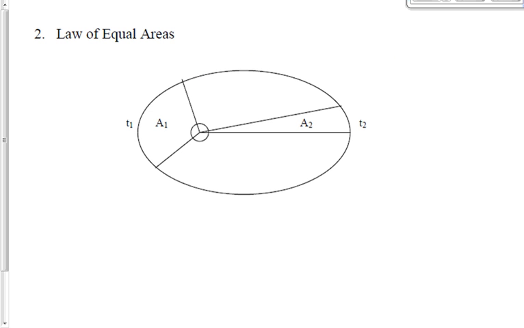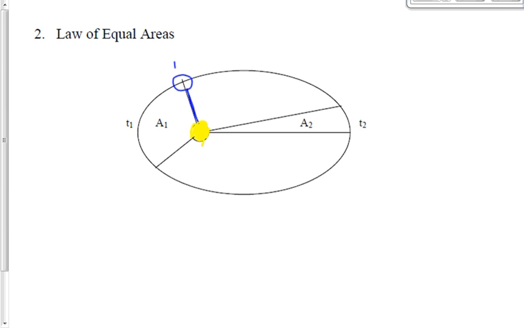Second law, oh my goodness, this diagram looks even worse. Second law, called the law of equal areas. So we've decided where the sun is. It's right here. Let's color it in. There's the sun. The Earth is revolving around the sun in an elliptical path. The sun is at one of the two focal points. We'll make it the left focal point. Here's the Earth at position 1. Let's draw a line connecting the Earth to the sun.